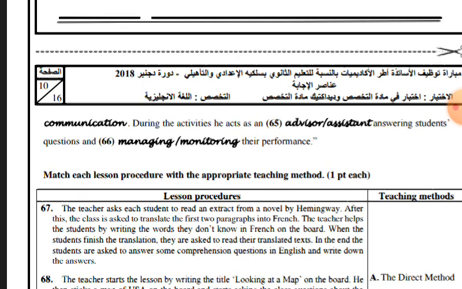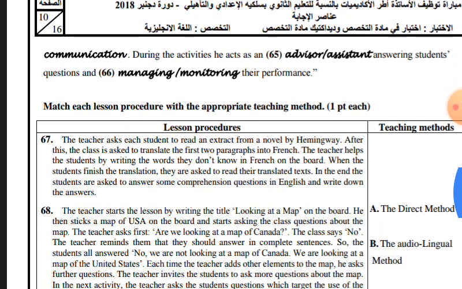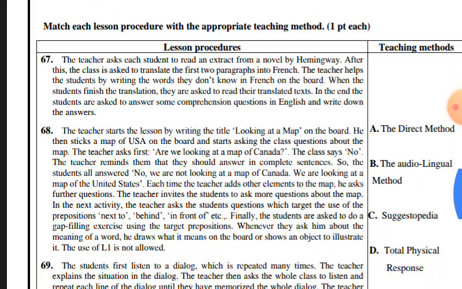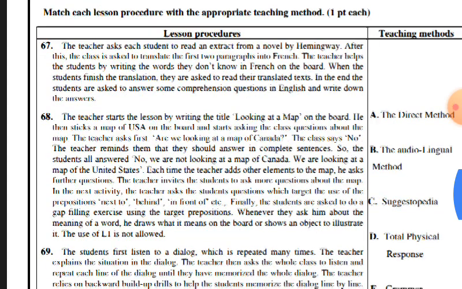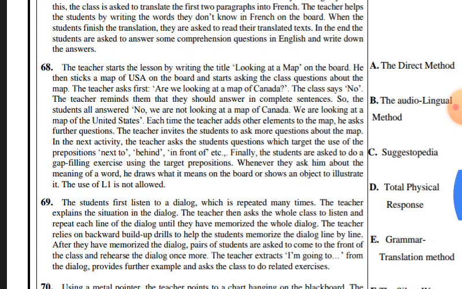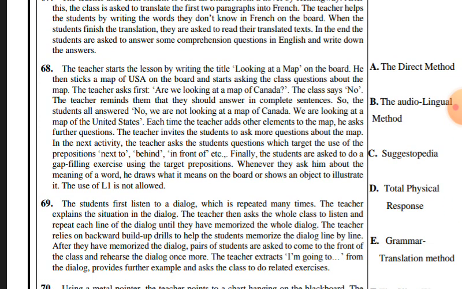That's why I tell you to reread it calmly. So let's move to the next part of the exam. We have here lesson procedures, and we have teaching methods. So let me first give you the explanation of these methods, then match each to the right answer or definition. Direct method: in this method, no translation is allowed because learners have to think in the target language if they want to succeed in learning the language.